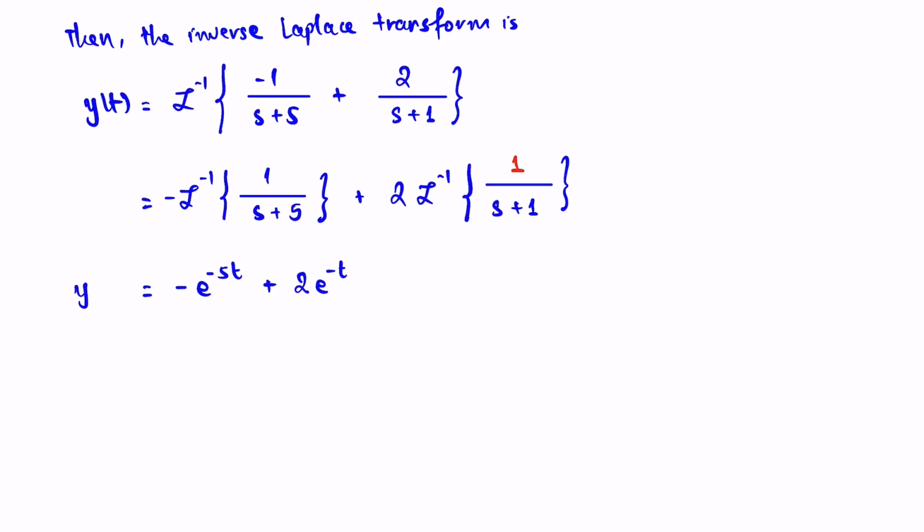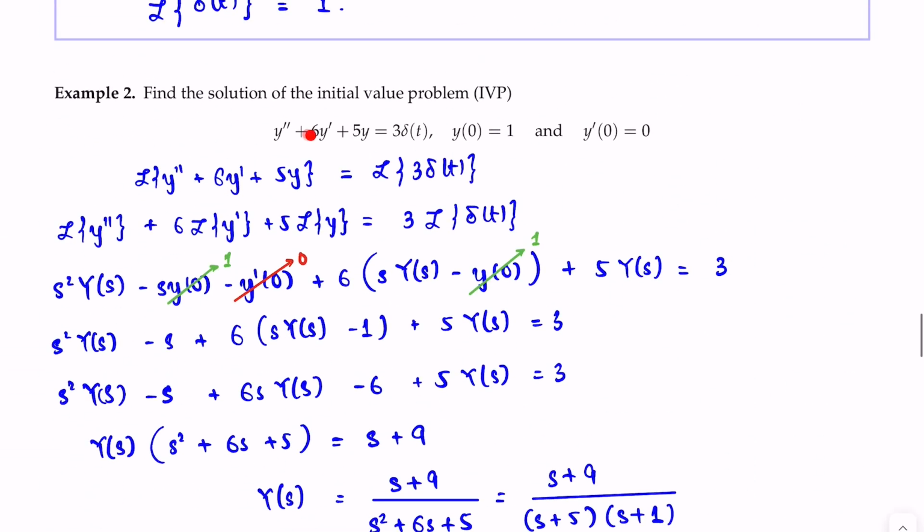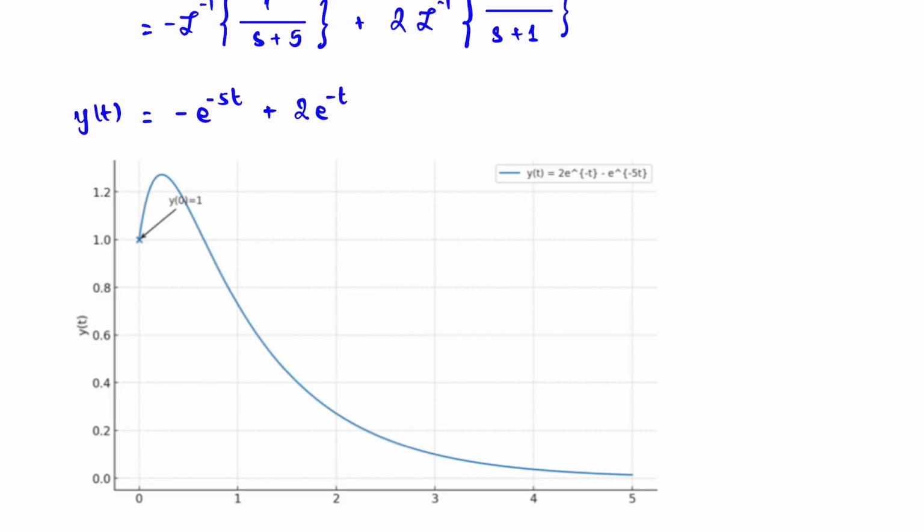So that is the solution of the initial value problem, given the differential equation of this form and 2 initial conditions, y of 0 equal to 1 and y prime of 0 is equal to 0. Okay, so this is the function that you see. That is the solution that we just got, right?